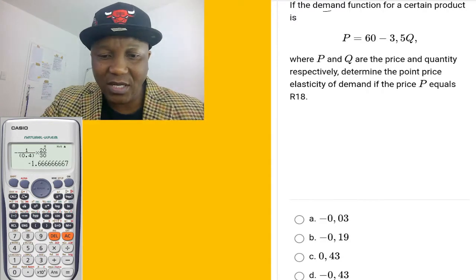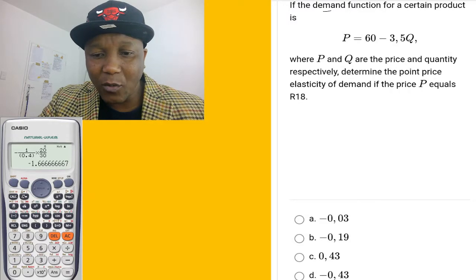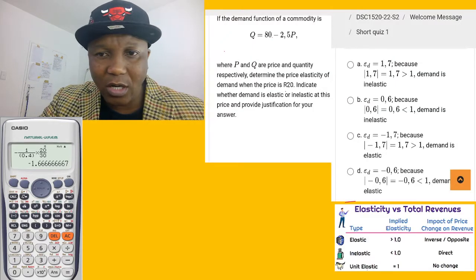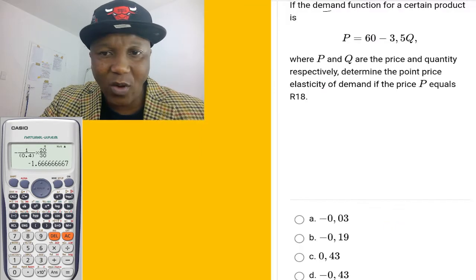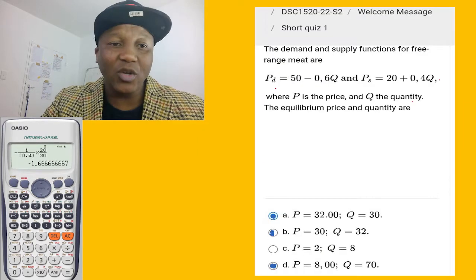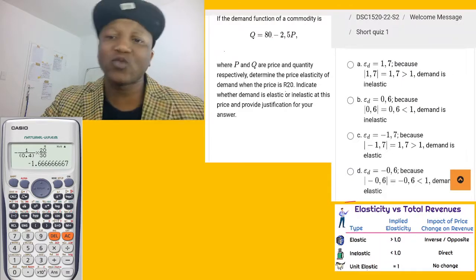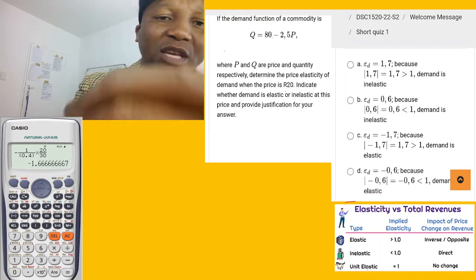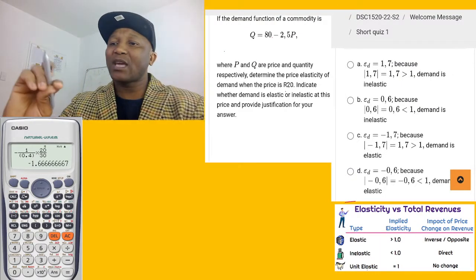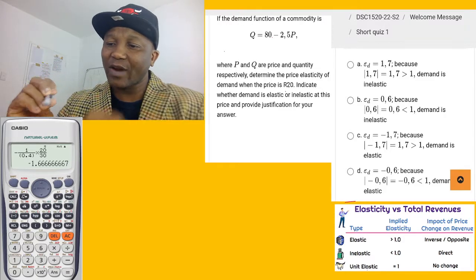Let's get started. The first question right here. We have three questions that I'm going to do: that one, this one, and that one right here. So let me start with this one. There are two methods that we can use to solve this question.